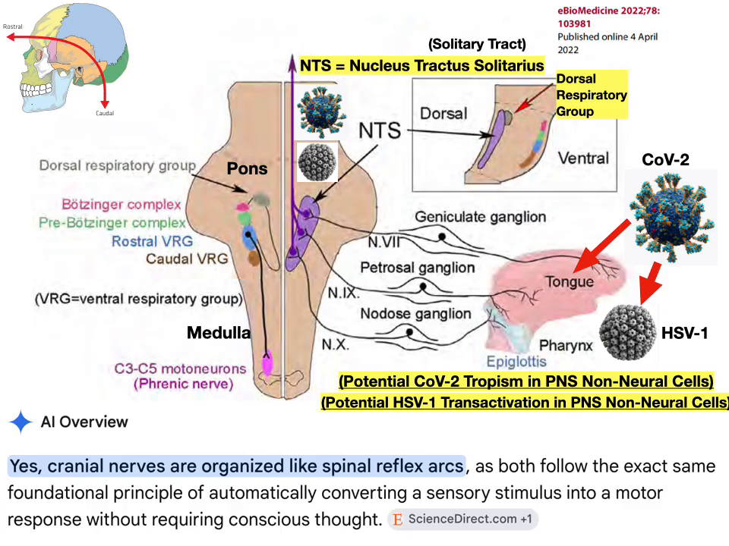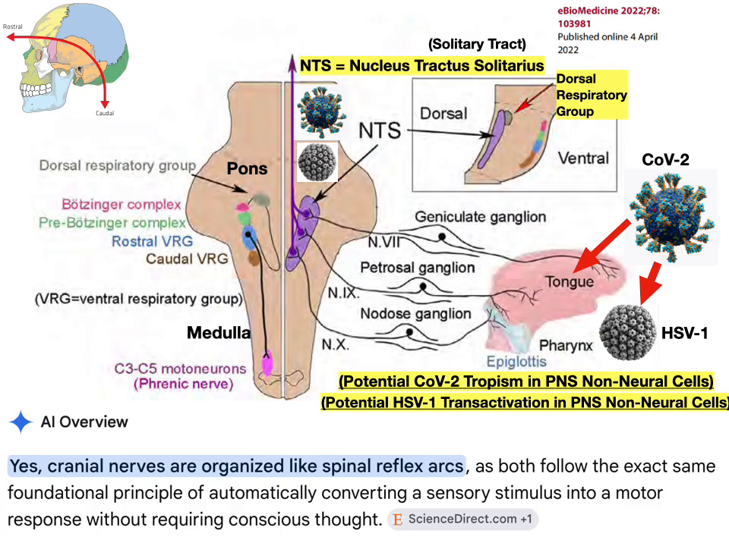So question, are cranial nerves organized like spinal reflexes? The answer is yes, as both follow the exact same foundational principle of automatically converting a sensory stimulus into a motor response without requiring conscious thought. And that is very important for respiration.